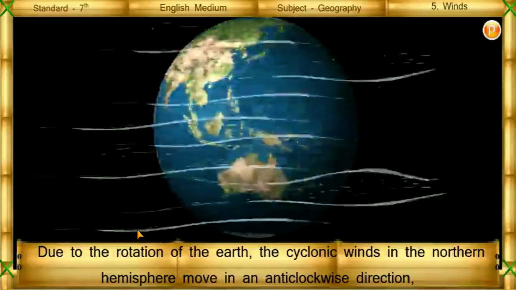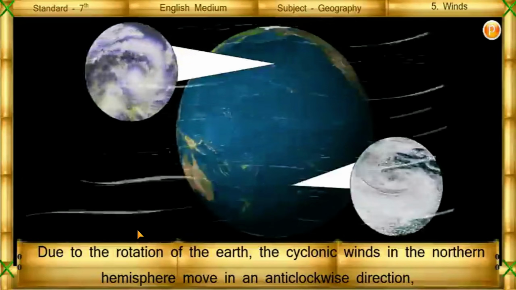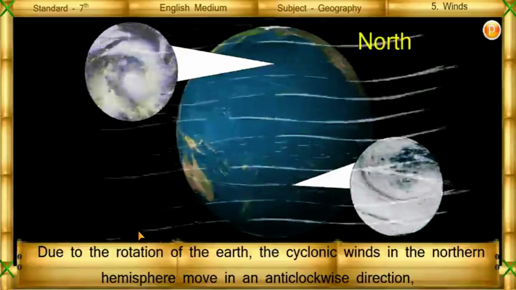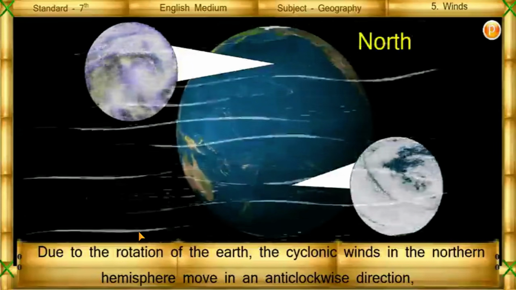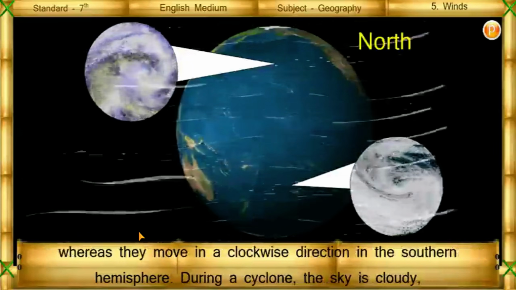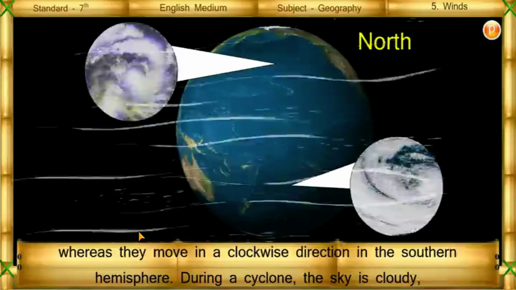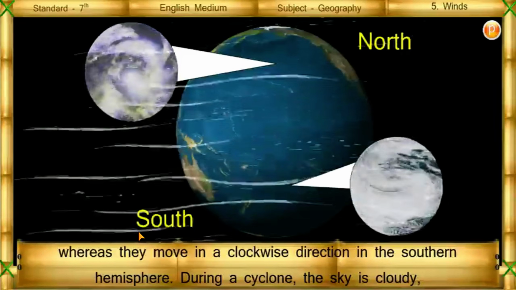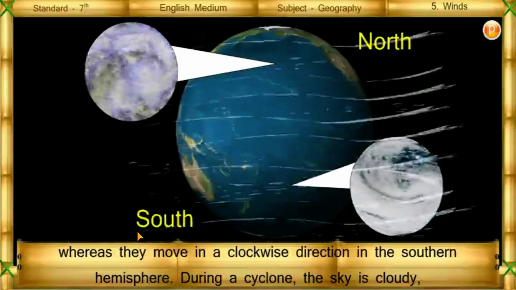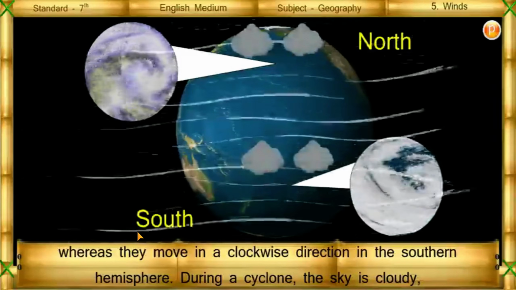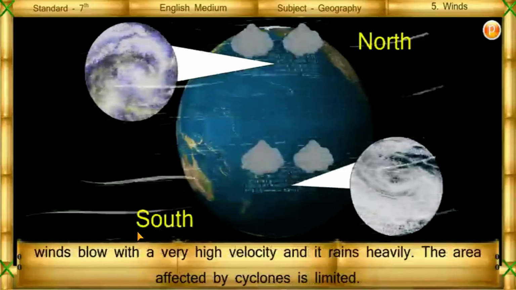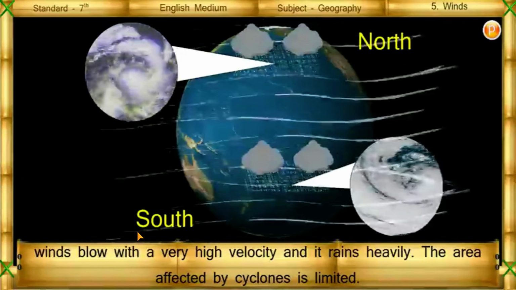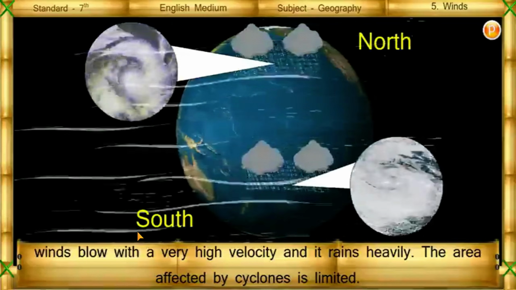Due to the rotation of the earth, the cyclonic winds in the northern hemisphere move in an anti-clockwise direction, whereas they move in a clockwise direction in the southern hemisphere. During a cyclone, the sky is cloudy. Winds blow with a very high velocity and it rains heavily.